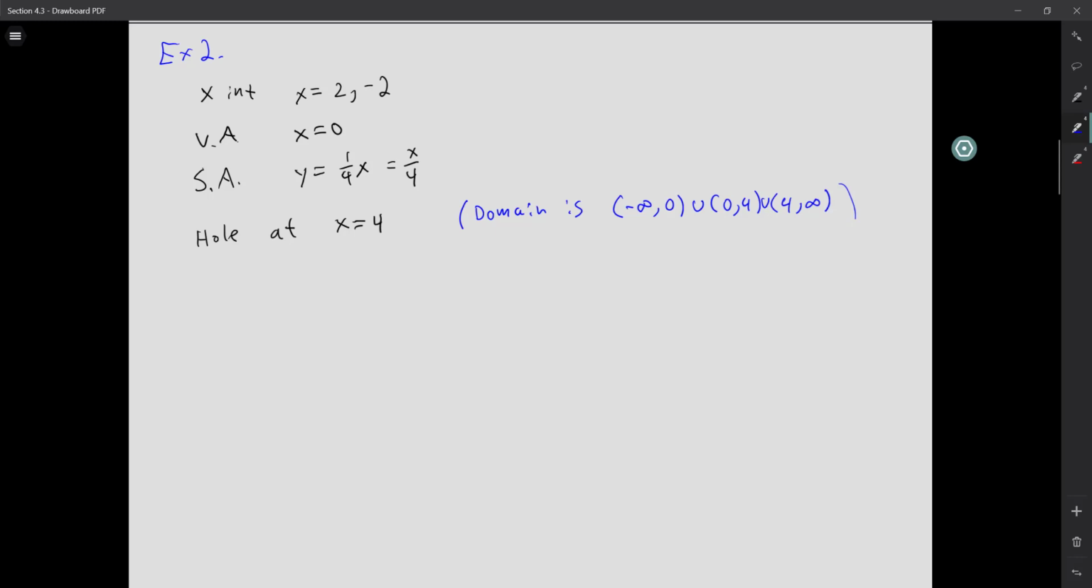So let's see, let's call this one h of x. We're going to be looking at the x-intercepts. Those go on top. That's x plus 2 times x minus 2. We have a vertical asymptote, x equals 0, on the bottom. So that's just x down there. And we have a slant asymptote of 1 over 4x.